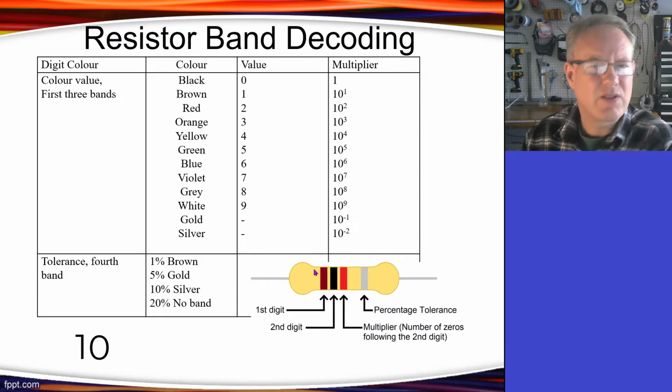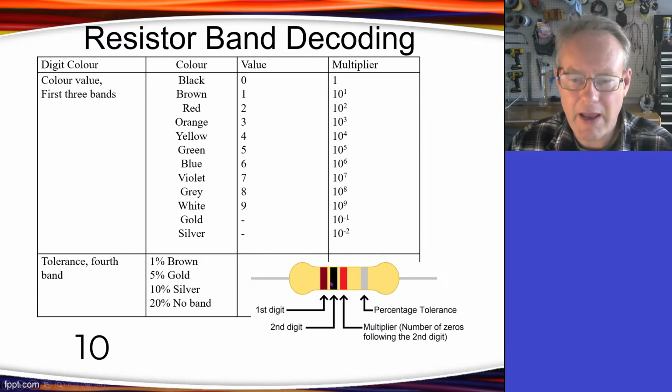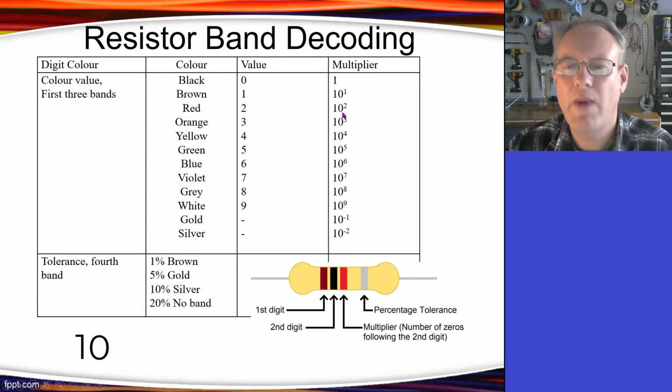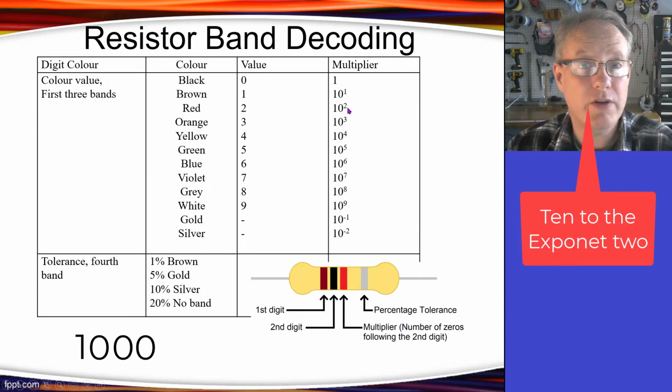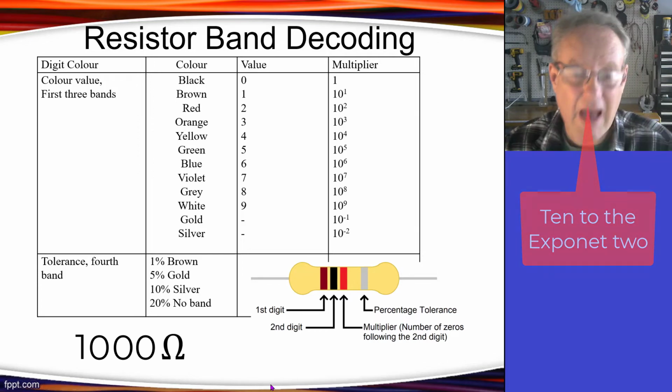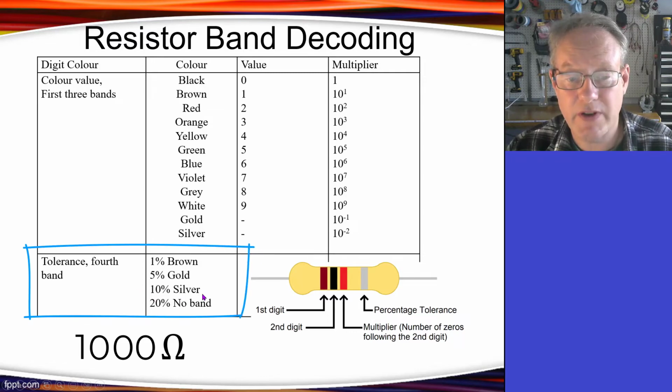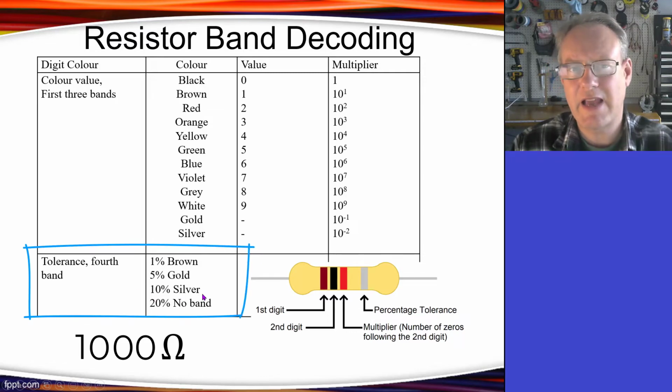Now, how many zeros do I add on? Well, I add a red. Okay, so red is over here. This is where I go to my multiplier. Oh, red is 10 times 2, so I'm adding 2 zeros. So it's 1,000 ohms. How accurate is it? Well, this is silver. Okay, so silver's over here is 10%. So this guy is 10% accurate.